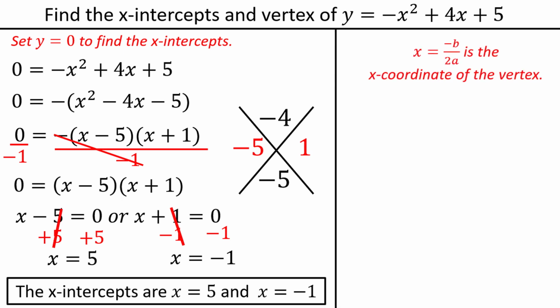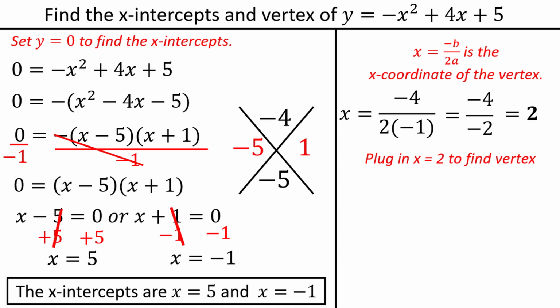Now let's find the vertex, which will be at the axis of symmetry, negative b over 2a. We have negative 4 divided by 2 times negative 1, which is the same thing as negative 4 over negative 2, or just positive 2. That means the x-coordinate of our vertex is positive 2.